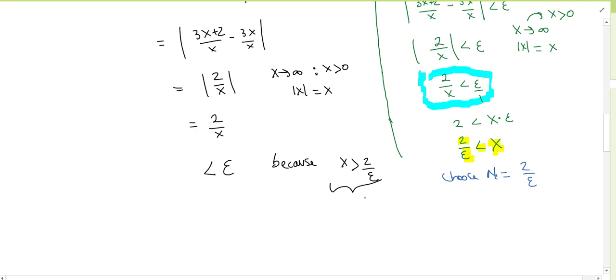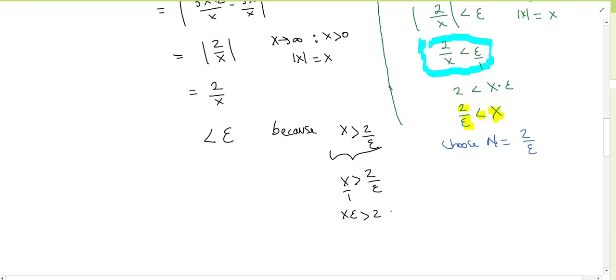And you can dissect this a little bit more. What does that mean? You can backtrack our scratch work. So x greater than 2 over epsilon, do the same thing. Cross multiply, so I have x epsilon is greater than 2, which means then that epsilon is greater than 2 over x. This is the same thing as saying 2 over x is less than epsilon. Just reverse the inequality. But this concludes our proof here. This is just my reasoning, but based on our choice of n, this inequality is true.